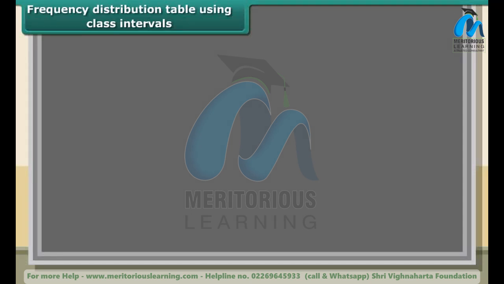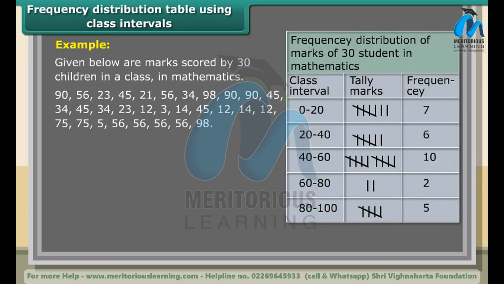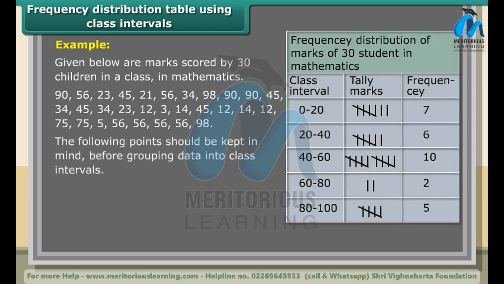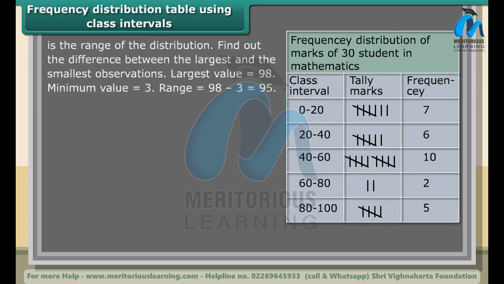Frequency distribution table using class intervals. Example. Given below are marks scored by 30 children in a class in mathematics. The following points should be kept in mind before grouping data into class intervals. 1. When you group data into class intervals, the most important factor to consider is the range of the distribution. Find out the difference between the largest and the smallest observations.